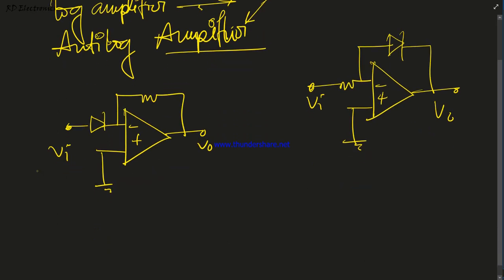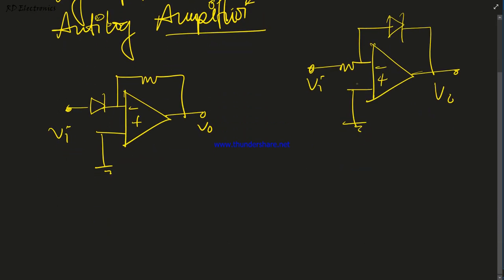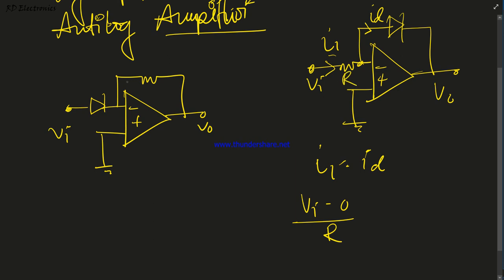So now what is the solution? The solution is that here, in the virtual ground, here is the current known as I1, and this is the diode current ID. So now I1 equals ID. What is I1? I1 is (V input minus 0) by R. This is the value of resistance R. This is also R. And what is the diode current?